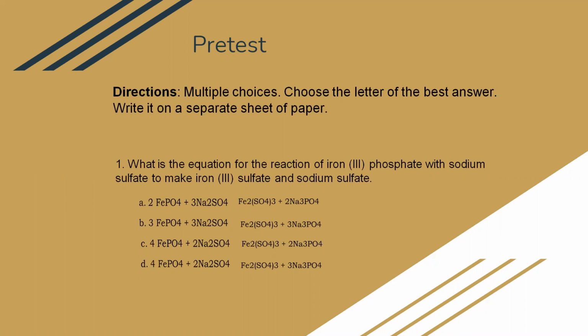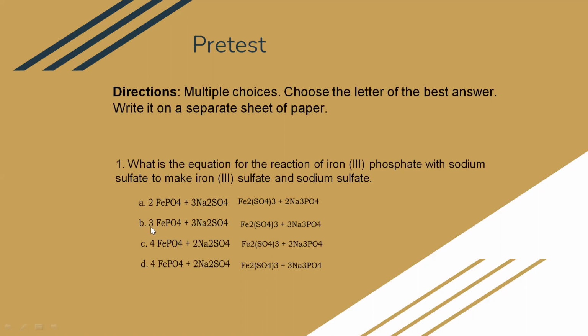Number one, what is the equation of the reaction of iron phosphate with sodium sulfate to make iron sulfate and sodium sulfate? So we have here letter A, 2 iron phosphate plus 3 sodium sulfate, and we have iron sulfate plus 2 sodium phosphate.